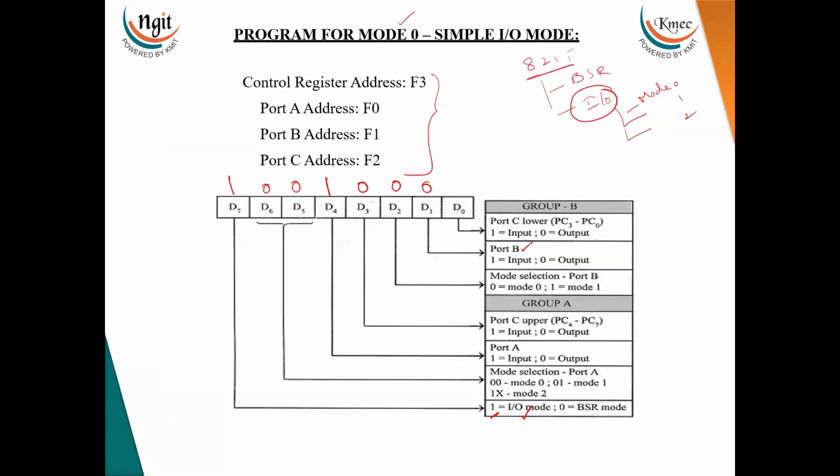Sending data to port B means port B we are using as an output port. And port C lower also we are not using, that's why I have taken the 00. Now if you see, these are the bits for the command word.